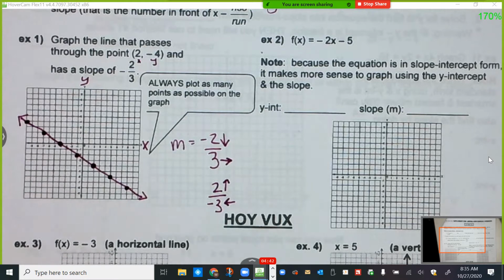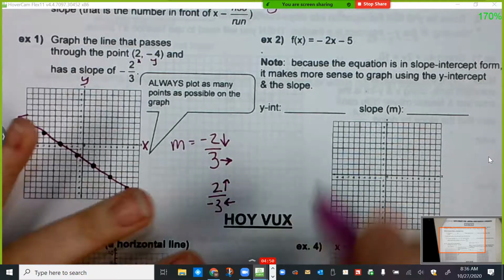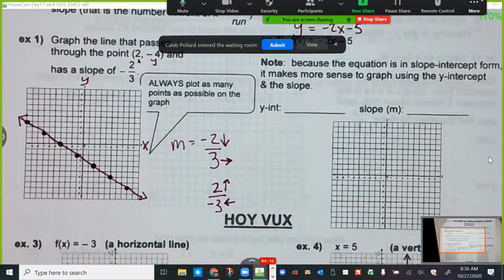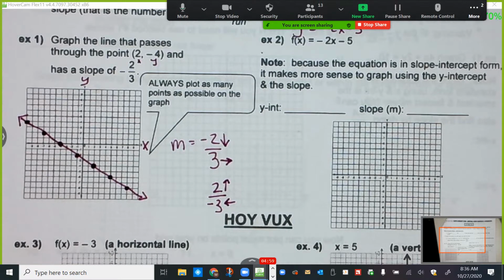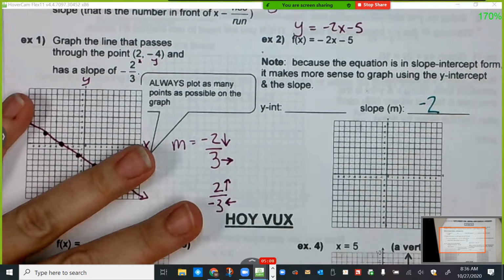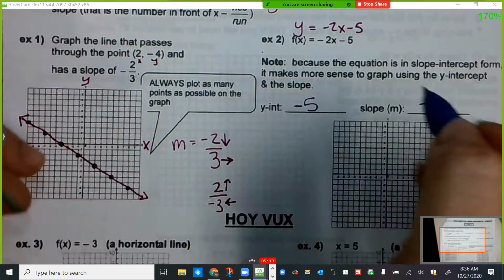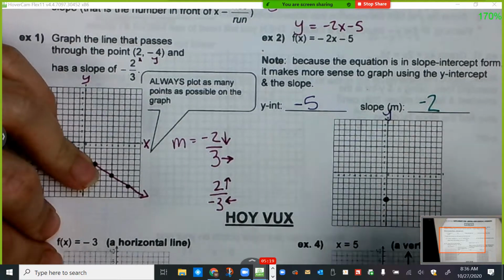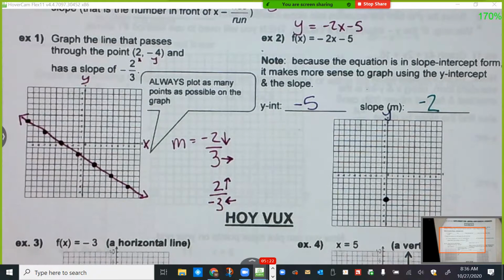Okay, so then we're given example 2, which gives me an equation. Okay, what did we say f of x means? Does anybody remember? It's a fancy way of saying y equals. This is just saying y equals -2x minus 5. Now, what is my slope? -2. And what is my y-intercept? -5. Okay, so I'm going to go to my y-axis and put a point at -5, because that's my y-intercept. That's the point that the equation gives me.